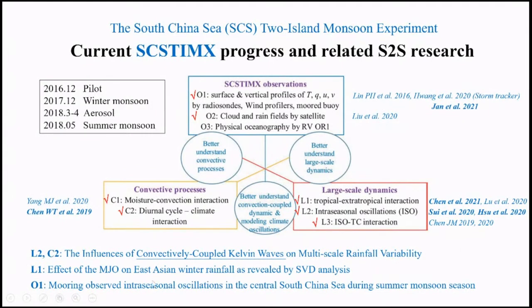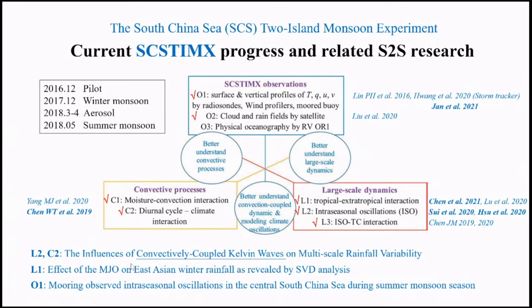And then the second topic I'm going to talk about is the L1 subject with objectives, which is tropical-extratropical interaction. The specific title is Effect of the MJO on East Asian Winter Rainfall as Revealed by SVD Analysis. This is work done by Yunlan Chen, and it is near the end of the review process.